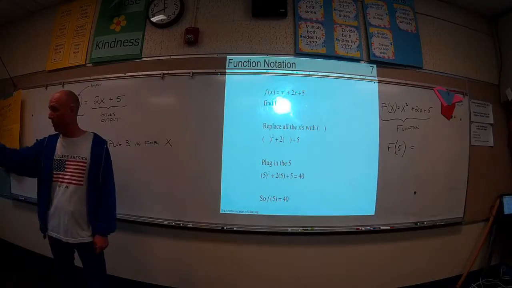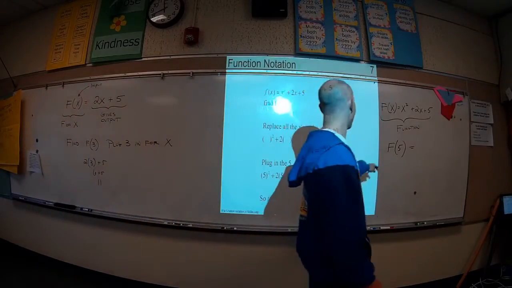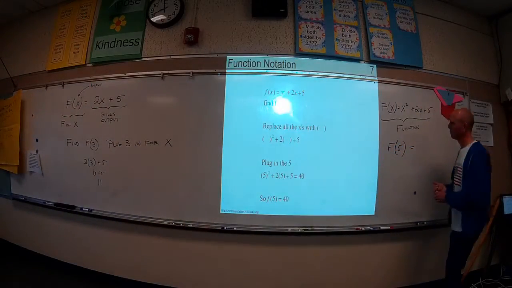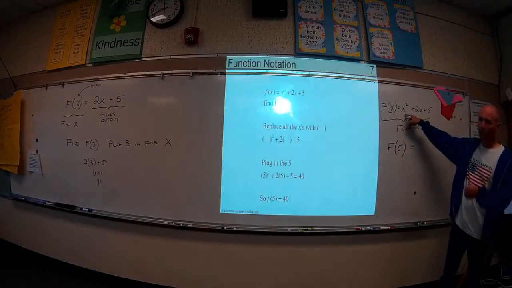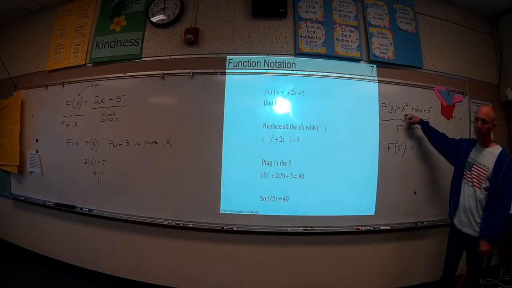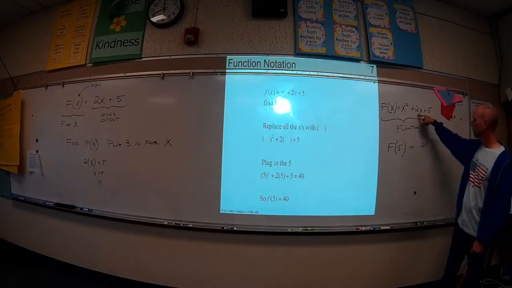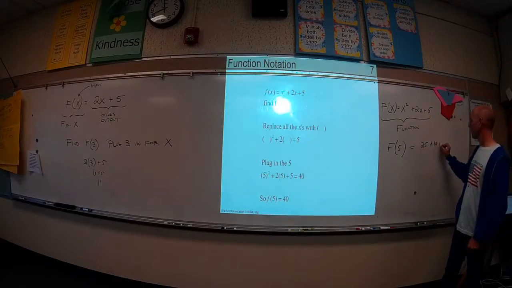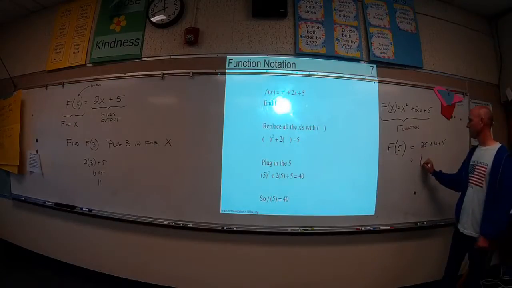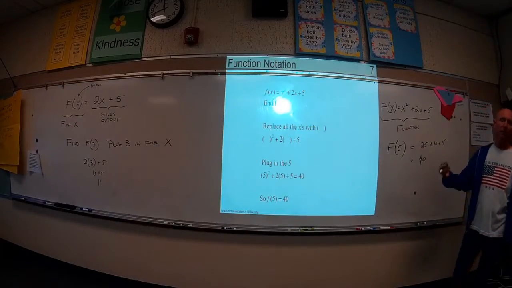So walk me through this. Nico, walk me through it. So how do I find f of 5? Plug in 5 for the x. Good. What's that going to give me right here? 25. Good. And what's that going to give me right here? 10. That's a function.